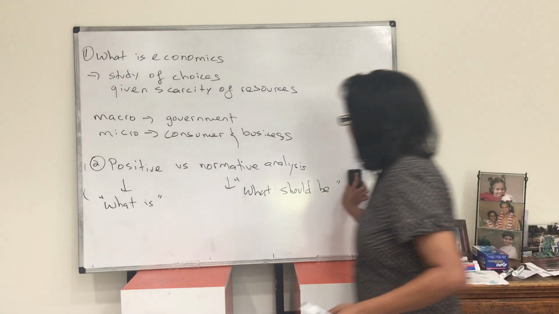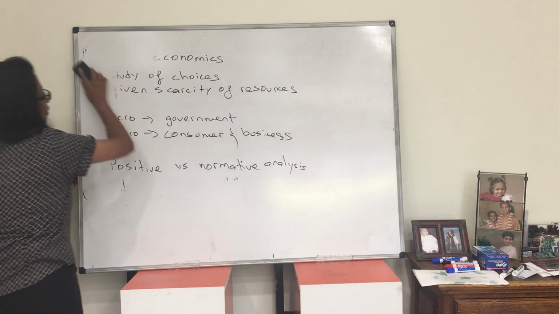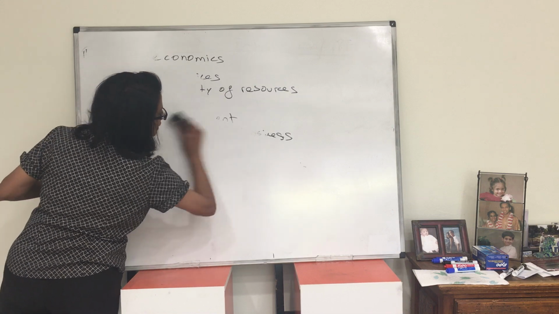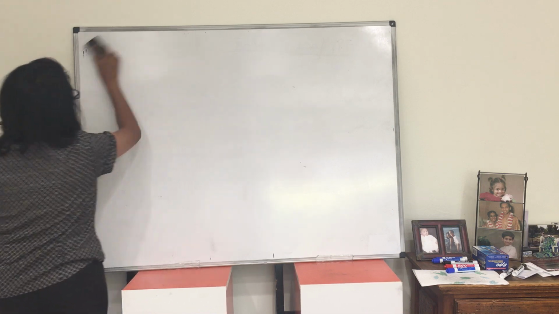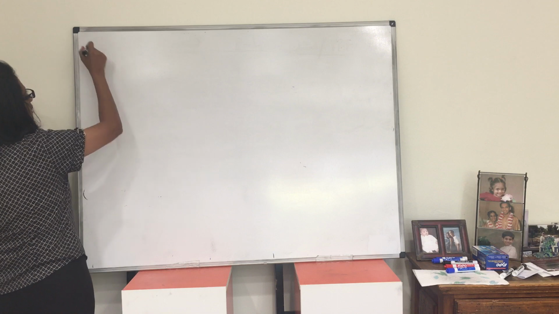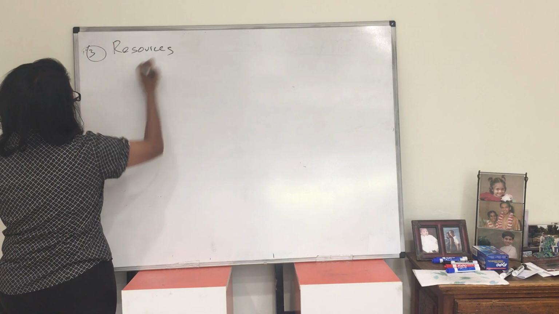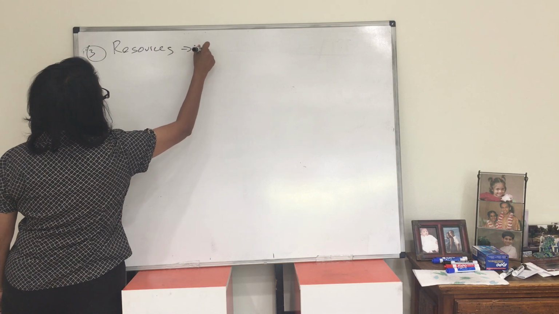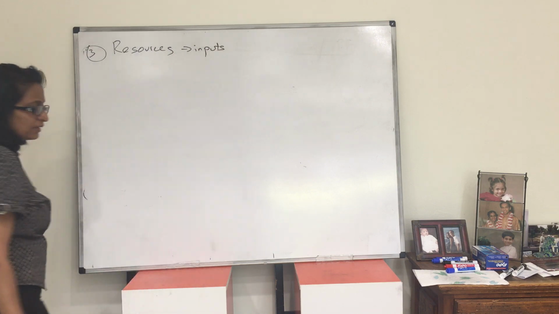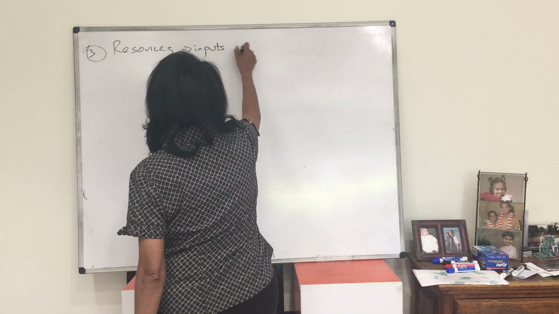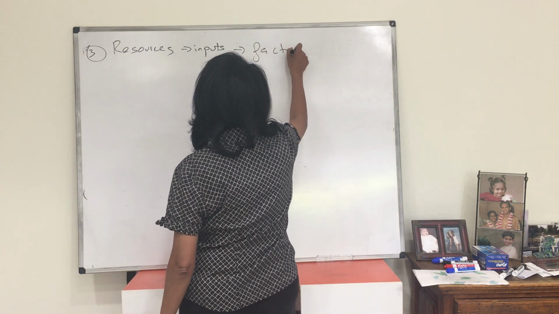All right. So number 3 on the outline is what are resources. Resources are sometimes called inputs, or factors of production, just different names.